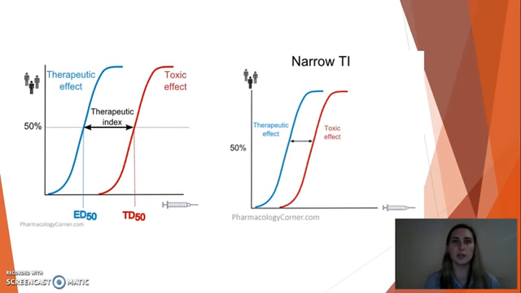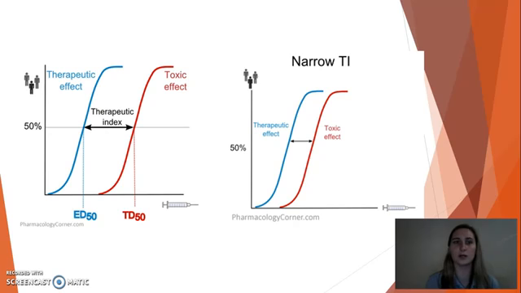As you can see on the picture on the left, the therapeutic index is going to be pretty wide there. So in 50% of the population, you're going to achieve a desired effect with a certain dose, and if you exceed that certain dose by, we'll say, 2 times that, that's going to be your toxic dose in 50% of the population. And that's considered a safe therapeutic window.